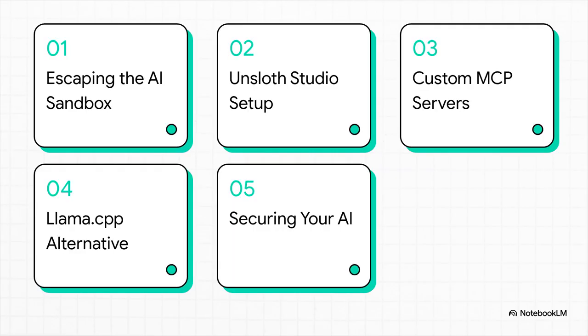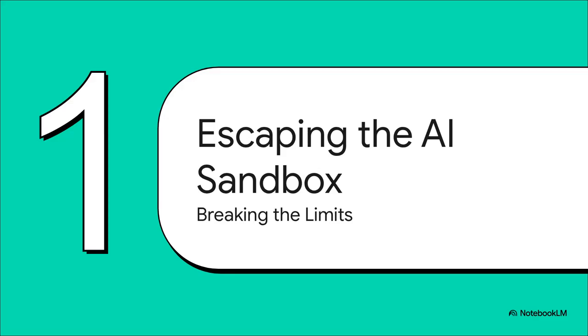So, here is our roadmap for this explainer. First, escaping the AI sandbox. Then we'll get hands-on with setting up Unsloth Studio, followed by adding custom MCP servers. After that, we'll look at the llama.cpp alternative, and finally wrap up with securing your superpowered AI. All right, let's jump right into Section 1, Escaping the AI Sandbox.